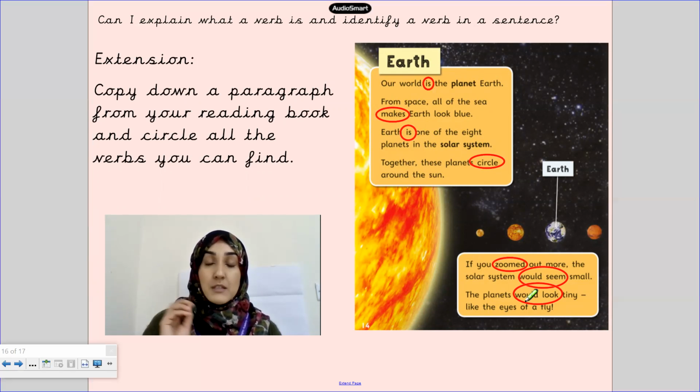Please don't use felt tip because they put holes into your page and then I won't be able to see your lovely writing. So use a coloured pencil. If you don't have a coloured pencil, just underline with the pen or pencil that you're using. Underline or circle all of the verbs that you can find. That is your extension. Okay, Morris class, we have come to the end of our SPAG lesson.